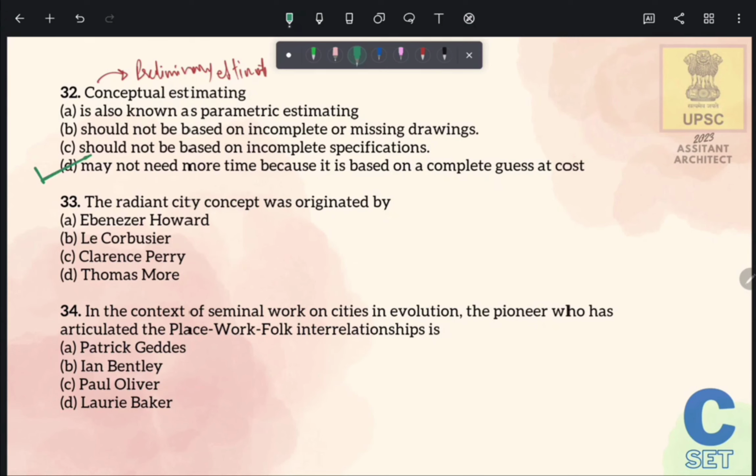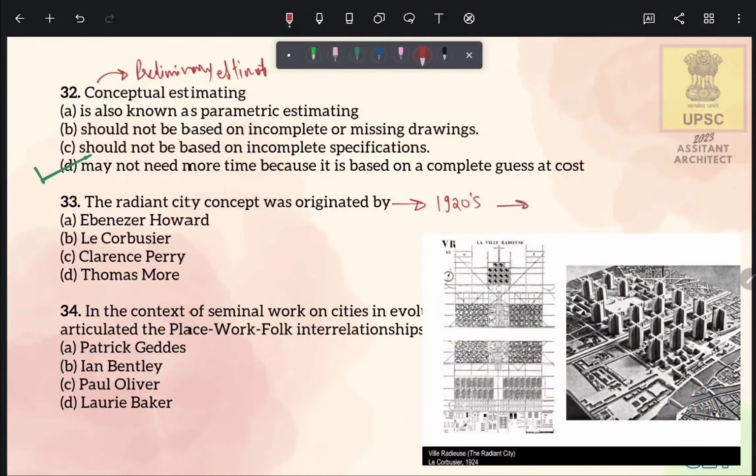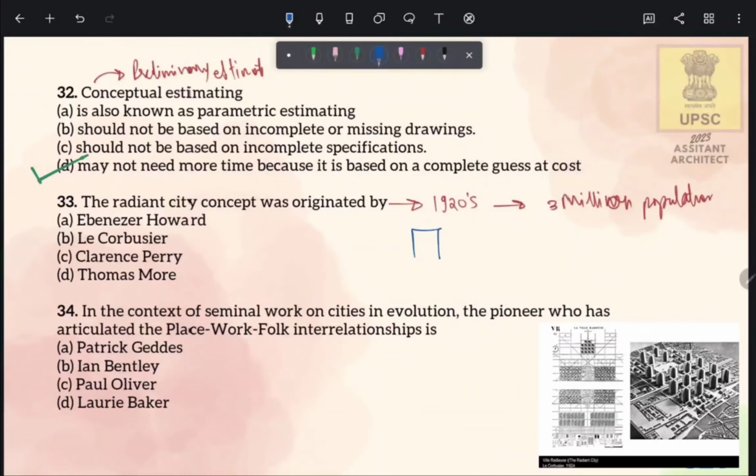Next question is, the radiant city concept was originated by. So this radiant city concept was given by Le Corbusier in 1920s, and it was for 3 million population. So this radiant city plan has several 60 stories buildings, which is the centerpiece of this plan. Other than this, ground floor built-ups are also there.